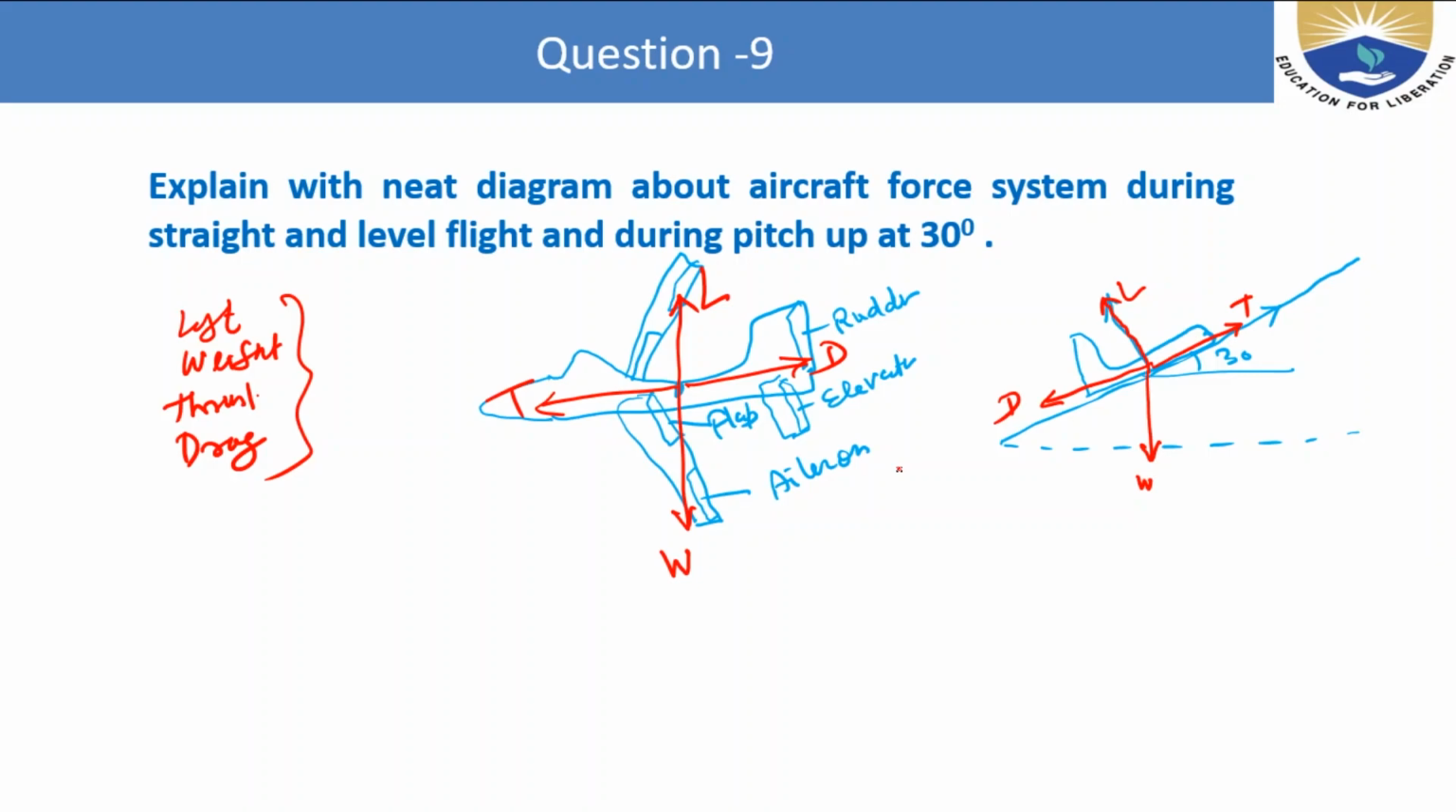So here if you see, this is also 30 degree. So W cos 30. So here lift is equal to W cos 30. So in this case, your lift will be less than the actual weight. So that is the difference between the 30 degree and the straight and level flight.